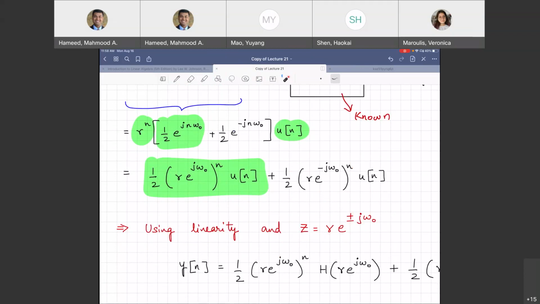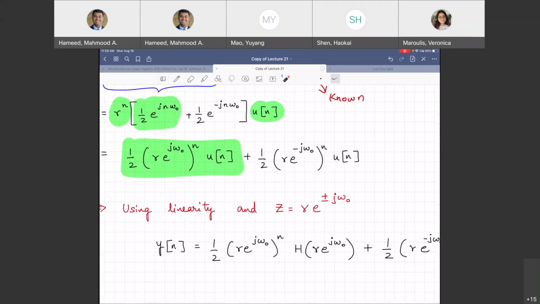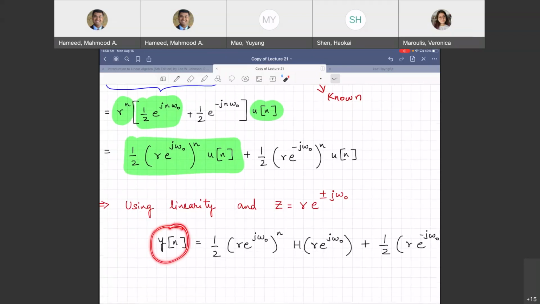You can now use the eigenfunction and eigenvalue conversation that we had for these kind of special inputs. The output is simply going to be half from here and half from here. Where's the other half? Let me just draw this. This half is coming from there. That half is coming from there. Next, you multiply with z to the n. All right. What is z? Z is r e to the plus or minus j omega. But here it is plus, here it is minus.